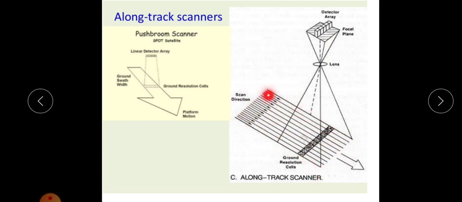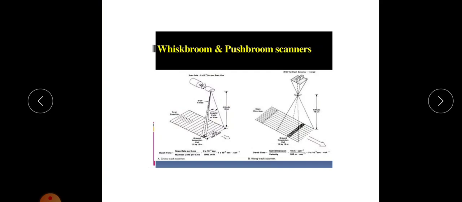In the previous one, this is the scan direction. While the sensor is moving in this direction, we are taking the data or features on Earth's surface across the track. Here we are taking the features along the track direction, like this. So this is known as along track scanners or push broom scanner. So these are the two types of scanner. The first one is across track, and this is along track. The first one is known as whisk broom scanner, and the second one is push broom scanner.